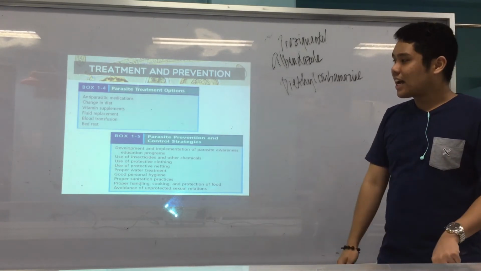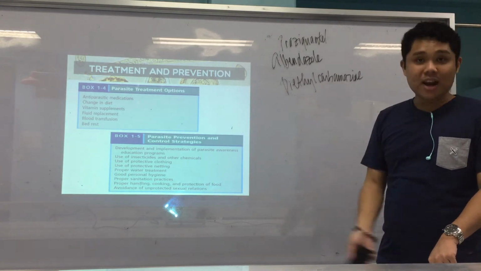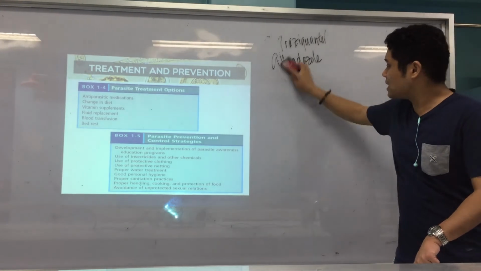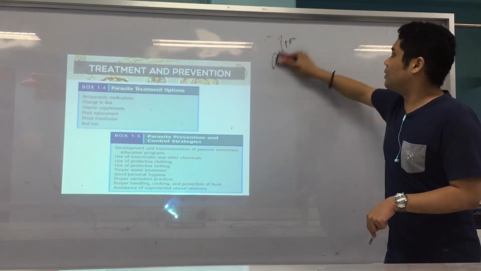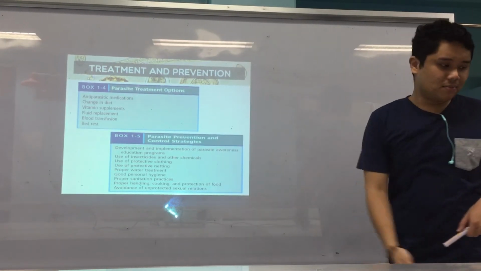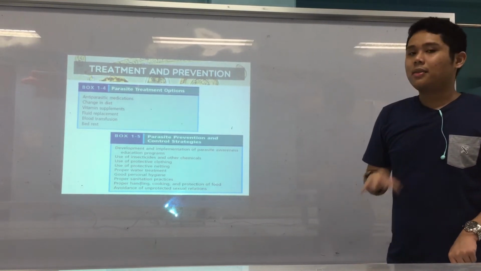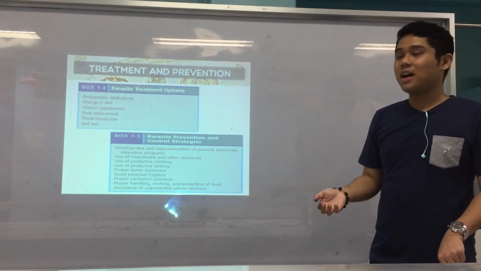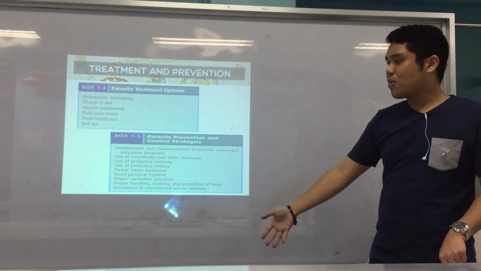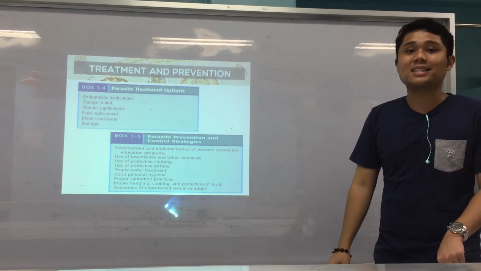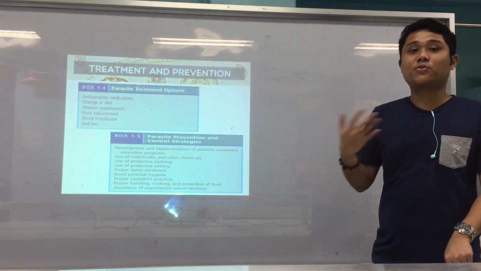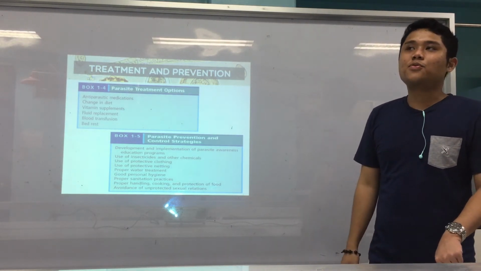And of course, change in diet, vitamin supplements, bed rest, of course. And for prevention and control, of course, awareness of parasitic diseases. There are still some, especially in far-flung areas, in the mountains, who don't know that these parasitic diseases occur or exist. All right? And of course, protective clothing, insecticides, especially for insect or vector-borne diseases, those that use vectors, okay?